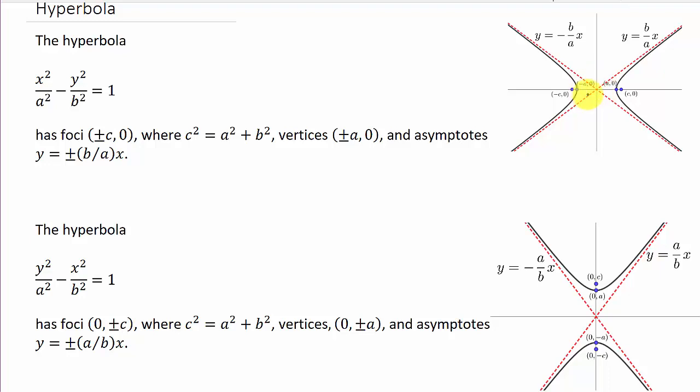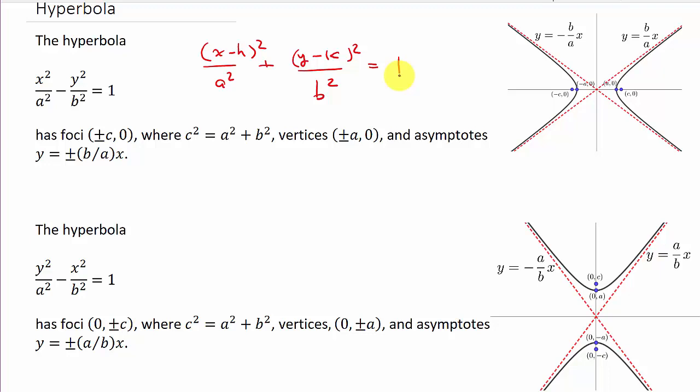Now, the other thing, you see these asymptotes cross here. Well, that can change. And the way that would change is if this is shifted left, right, up, or down. Okay, so the equation for that would be x minus h squared over a squared plus y minus k squared over b squared equals 1.